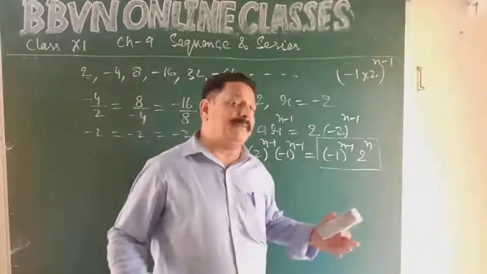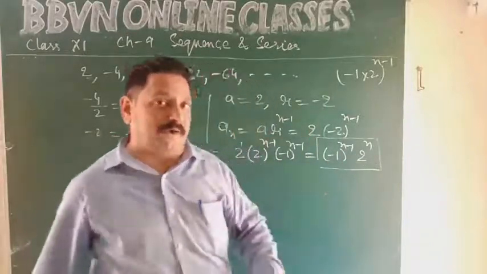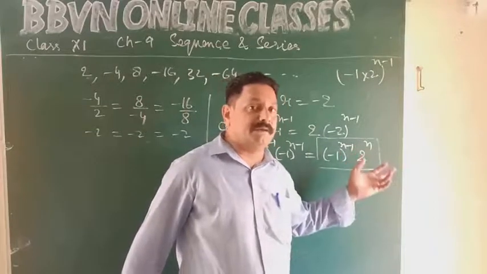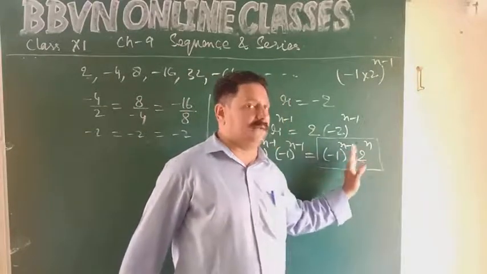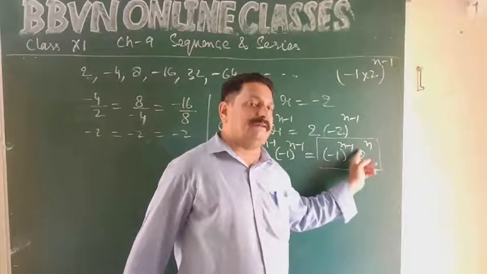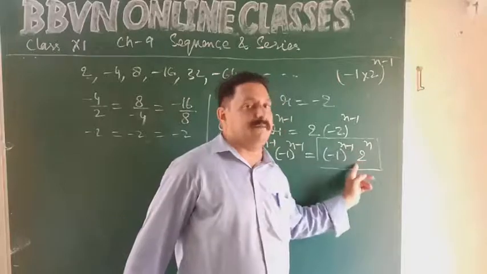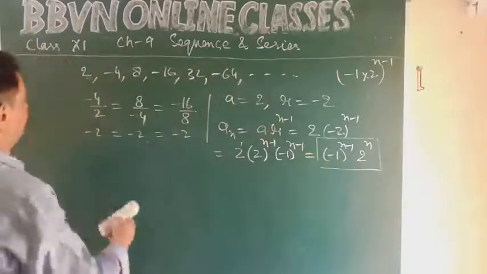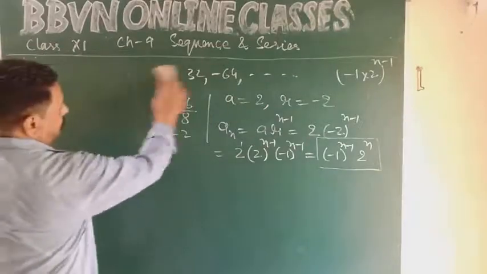Now, the value of n: if n is odd, any odd number minus 1 will become even. So minus 1 to an even power becomes positive. If n is an even number, even minus 1 is odd, minus 1 to an odd power will become negative. Understood children? This is how we find the general term of any geometric progression. Okay?